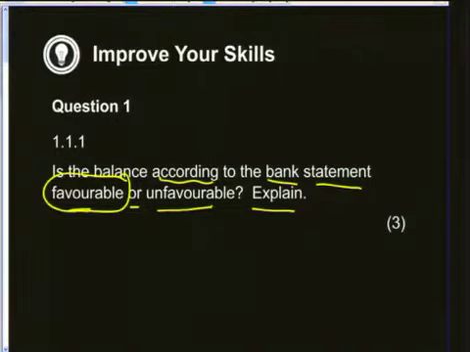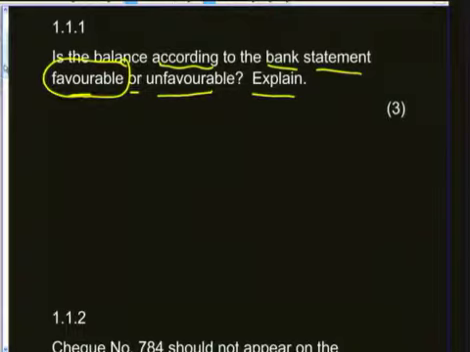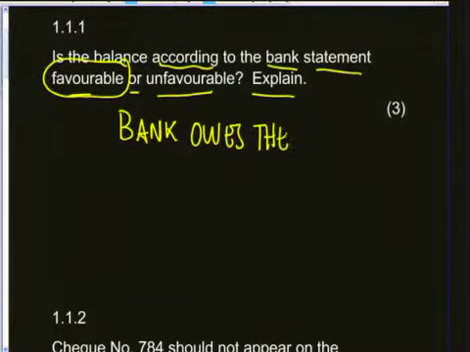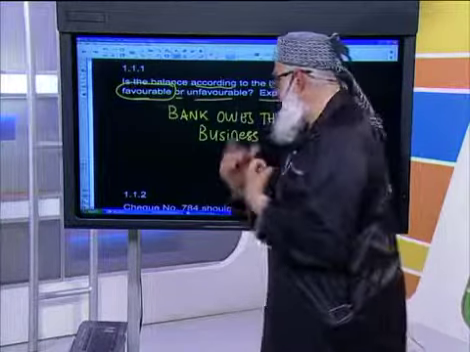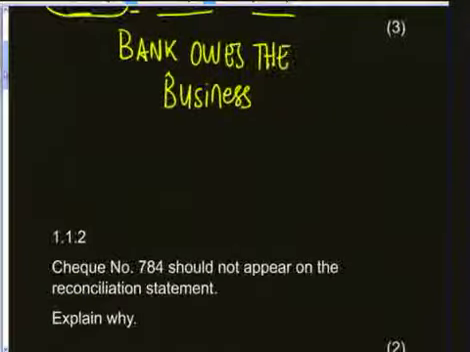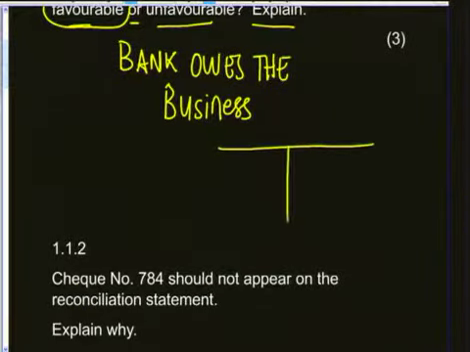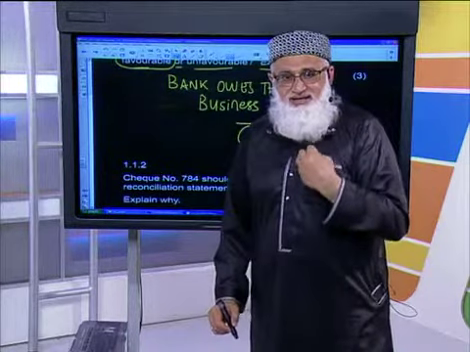And what else do we know? The question here says explain. It means that the bank owes us money. It means that the bank owes the business money. So clearly you can see that if you have a credit balance as per bank statement, it indicates that in your records, think of it this way, let me show you what I'm talking about. In your account, if you had a bank account, it's going to indicate a debit balance because it's a favorable bank balance. The bank owes us that money.